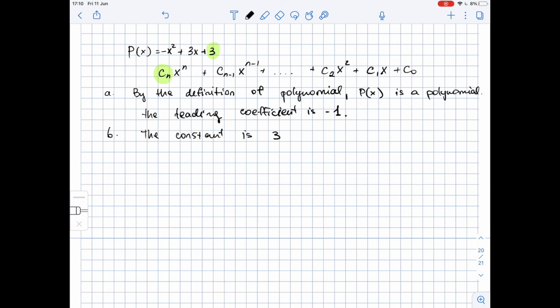And finally, we need to find the degree of our polynomial. The degree of the polynomial is the highest exponent to which the variable is raised in this expression, and we see that the highest exponent here is 2, so the degree of our polynomial is 2. Degree is 2.